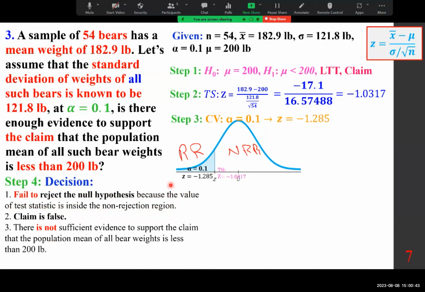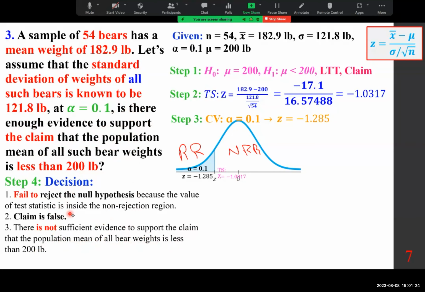So that's the first part. What does it do to your claim? The claim becomes false because if you're not rejecting H0, you are rejecting H1 in a sense, and the claim becomes false. How do you write it? Now, instead of writing there is, you're going to write there is not sufficient evidence to support the claim that the population mean of all bear weights is less than 200 pounds. You basically write the same sentence here, and you just write there is or there is not according to what your decision was in the first place.